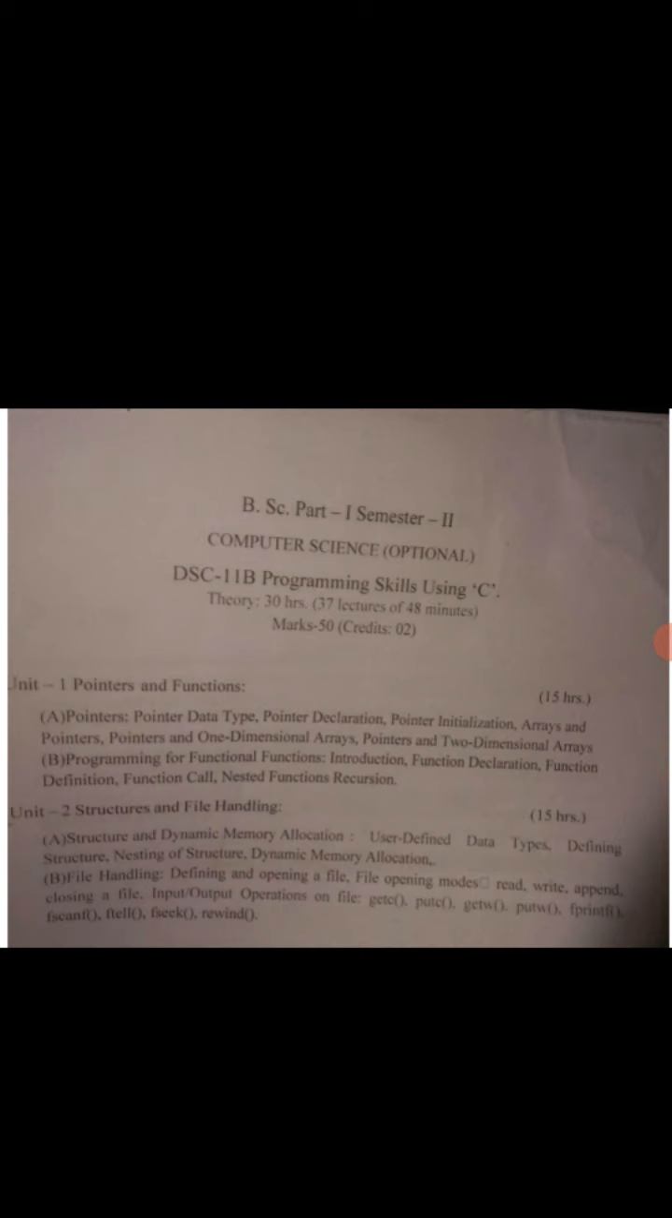Then next, unit number 2: structures and file handling. Structures and file handling contain points A and B. Point A contains structures and dynamic memory allocation.